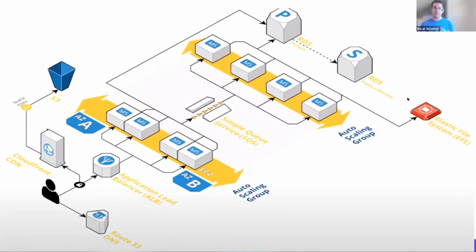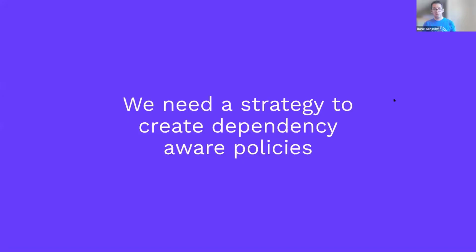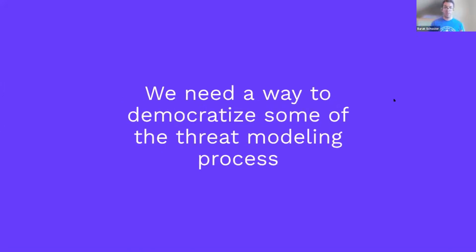And when we try to analyze what is the security posture of such an environment to do threat modeling, we really want to inspect attributes and properties, not of a single resource, but on the dependency of them, trying to understand if an actor can actually access the storage through movement through those dependencies. So we need a strategy to create dependency-aware policies. And we need a way to democratize the process of threat modeling, which is not scalable, to all of our engineers. So let's dive into graph theory.